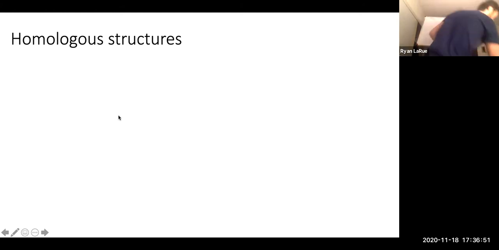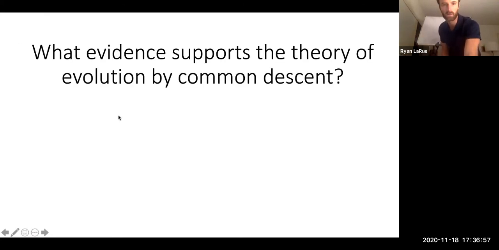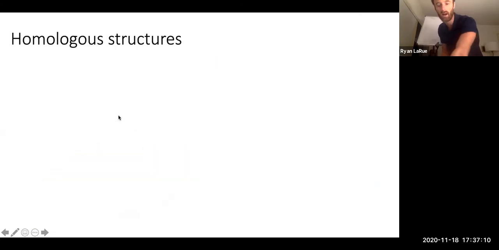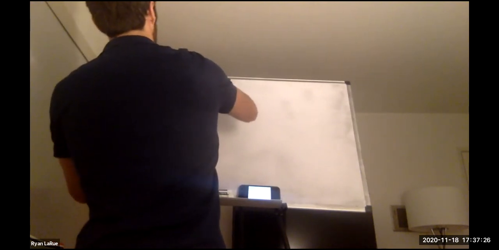So this is our second. As we looked at last time, we looked at fossils, right? The evidence that supports evolutionary theory by common descent. There's really three key pieces of evidence: the fossil record, which we talked about last time, and the second piece of evidence is anatomical evidence. That's what we're going to explore starting today. So, anatomical evidence.